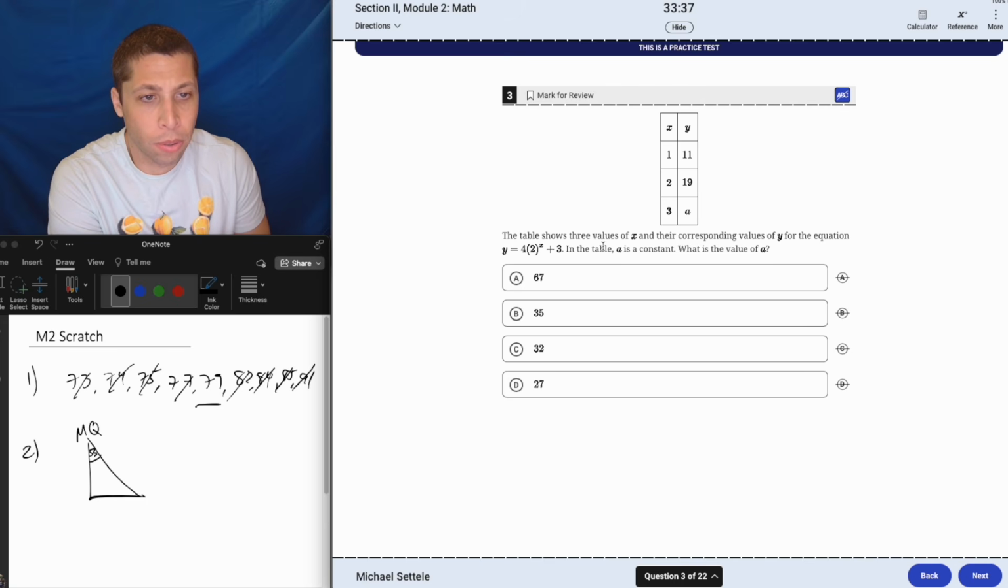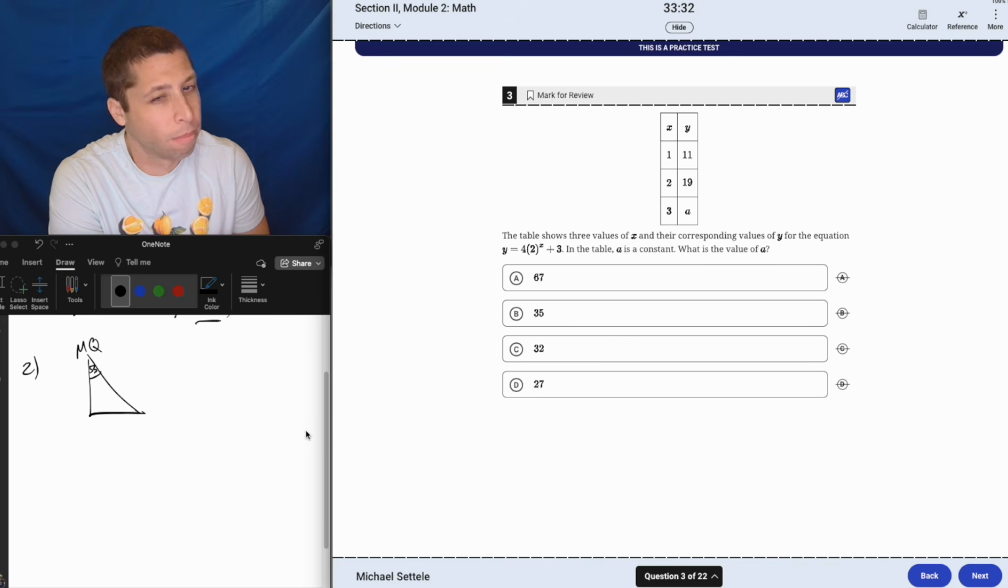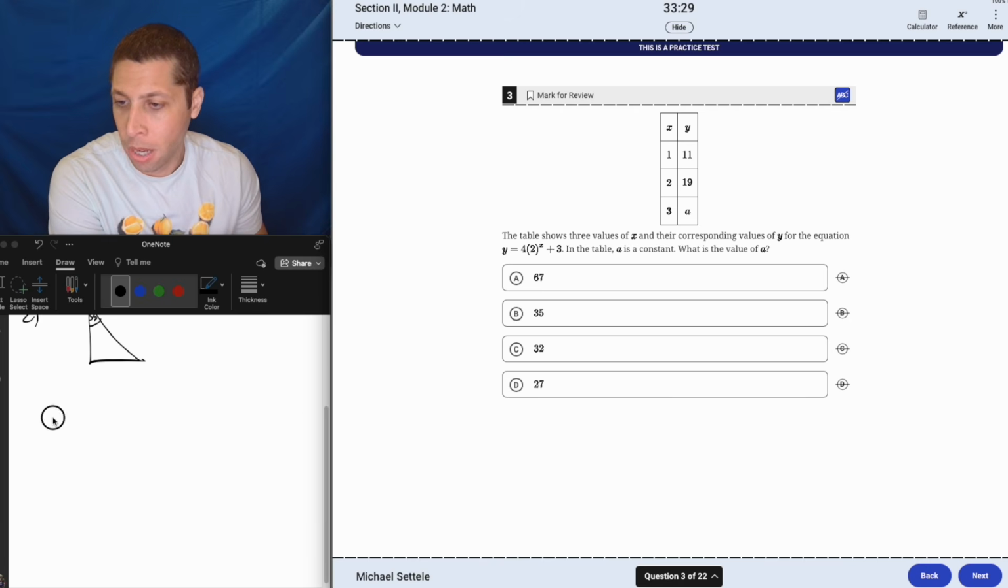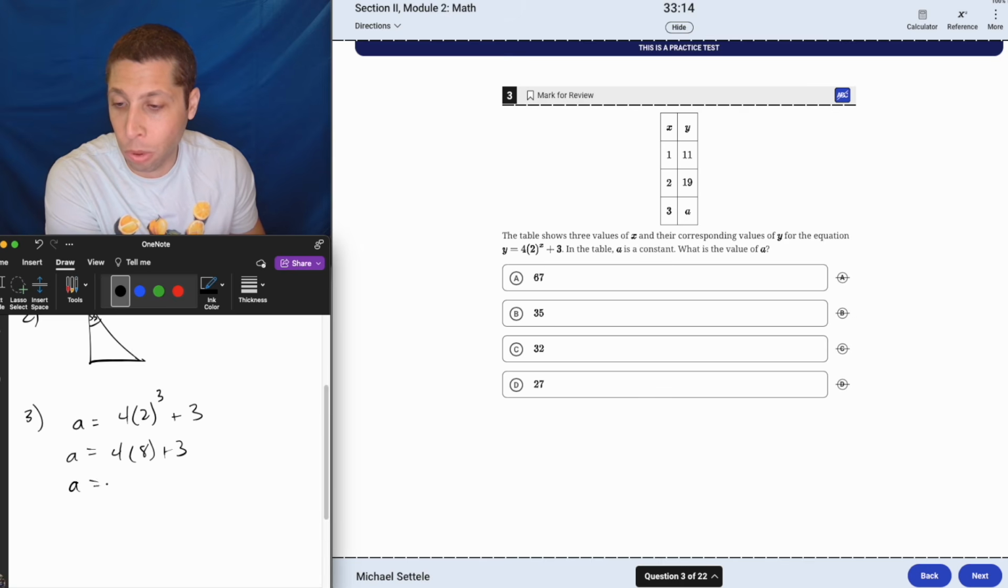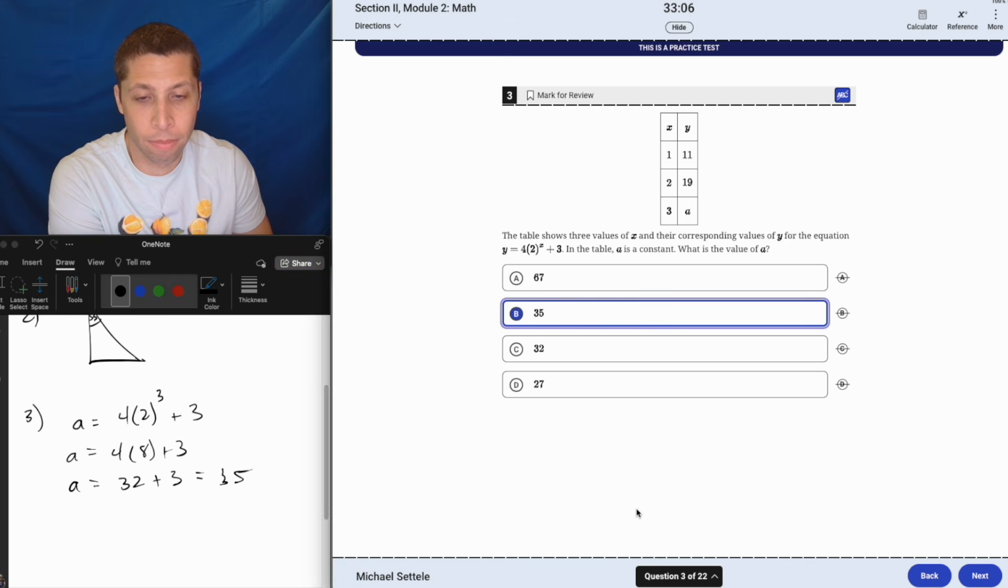Okay, the table shows A is a constant. What is the value of A? So I just plug points into equations here, right? A is my Y value, 4 times 2 to the third plus 3. 4 times 8 plus 3. You have to remember the order of operations, or just let the calculator do it for you. 35. Yeah, I'll come back to this and put it in the calculator, but it feels fine.